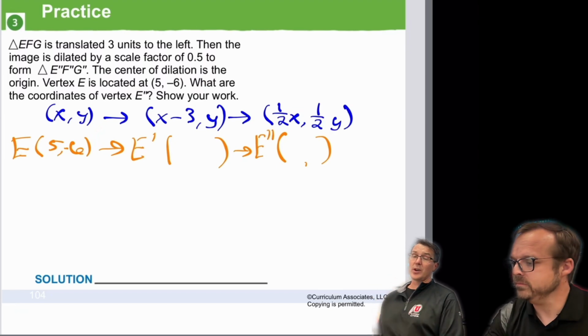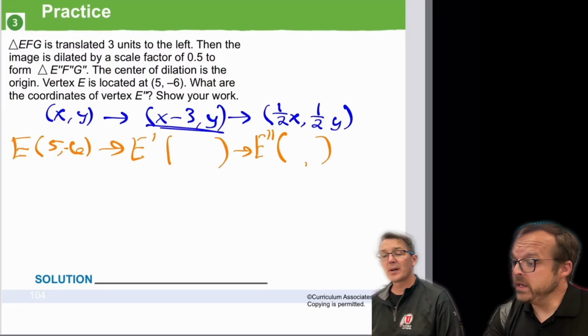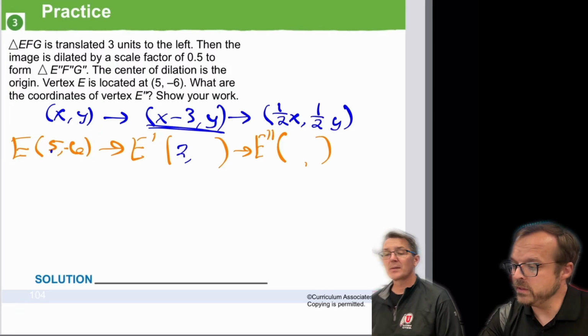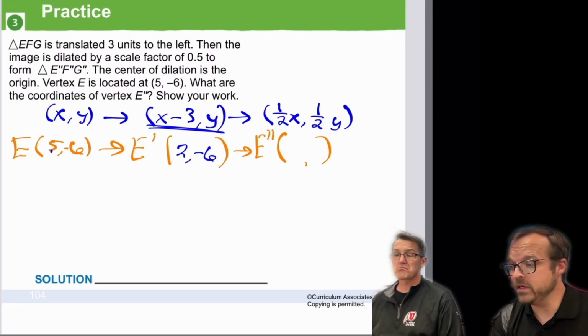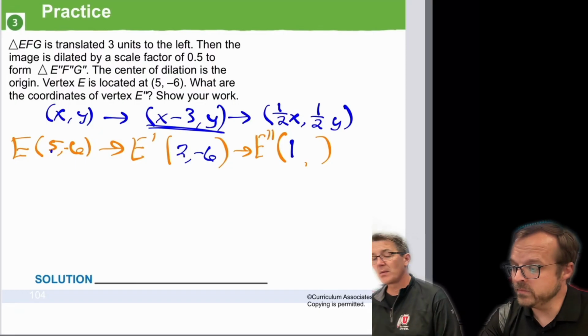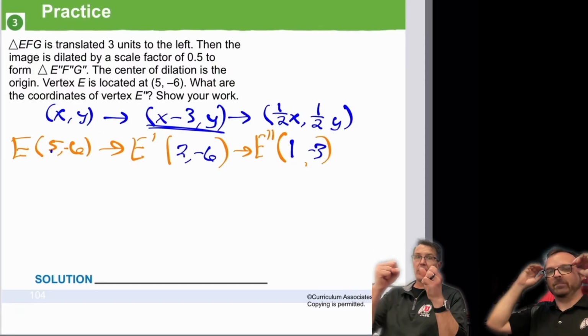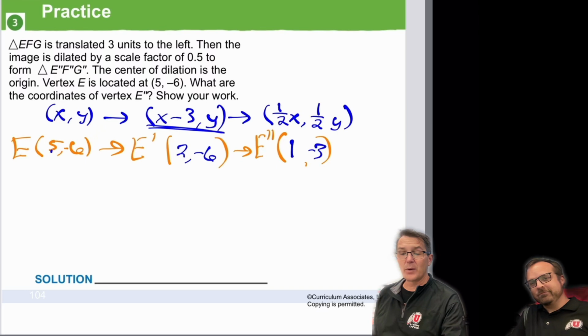Now that I've written the rules, all I've got to do is apply the point that it gave me and use the rules. So the first rule we have is x minus 3. 5 minus 3 is 2. And we leave the y alone, negative 6. And now we're going to multiply both of those by 1/2 to do our dilation. 2 times 1/2 is 1, and negative 6 times 1/2 is negative 3. Because we only did it to one point, it was pretty simple.